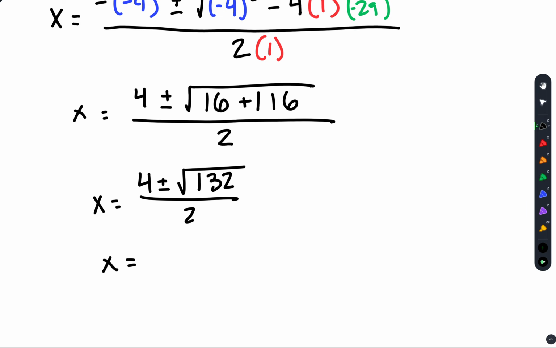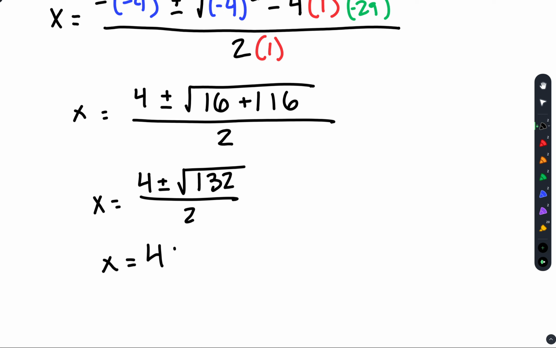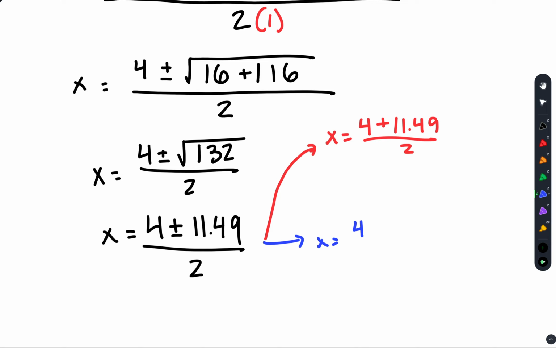So let's plug it into our calculator. Let's do the square root of 132 and round it to how many decimals? 2 decimals, 11.49. Okay, I'm simplified. Now what? Now what? We gotta split it into x equals 4 plus 11.49 over 2, and x equals 4 minus 11.49 over 2.